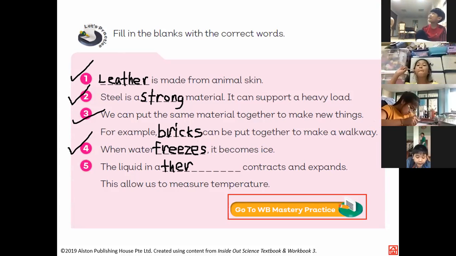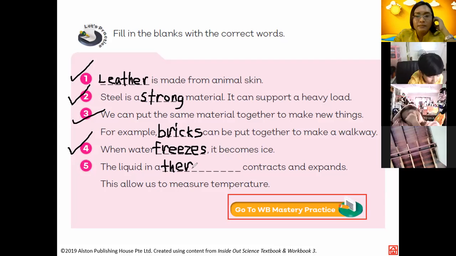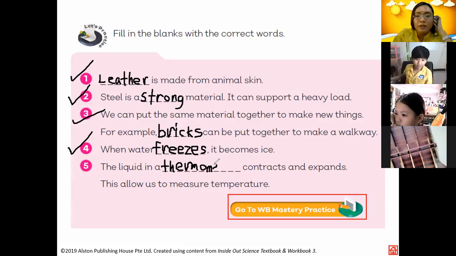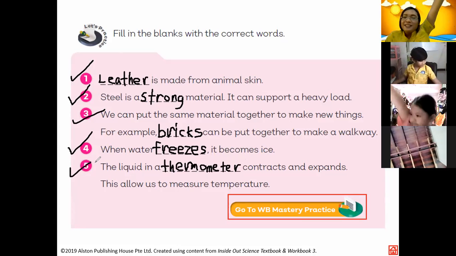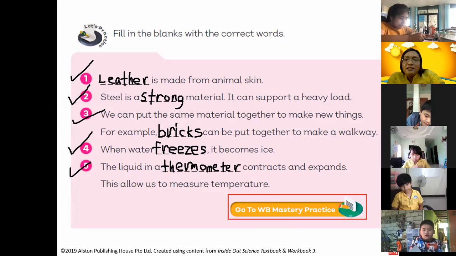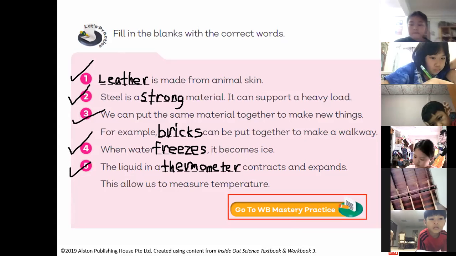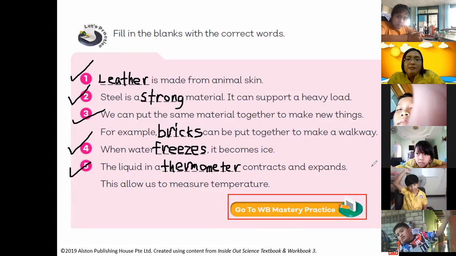Number five. Okay, what's number five? Thermometer. How do you spell it? T-H-E-R-M-O-M-E-T-E-R. Okay, very good. So number five is thermometer. All right, who got five? Very good. Who else? Very good.